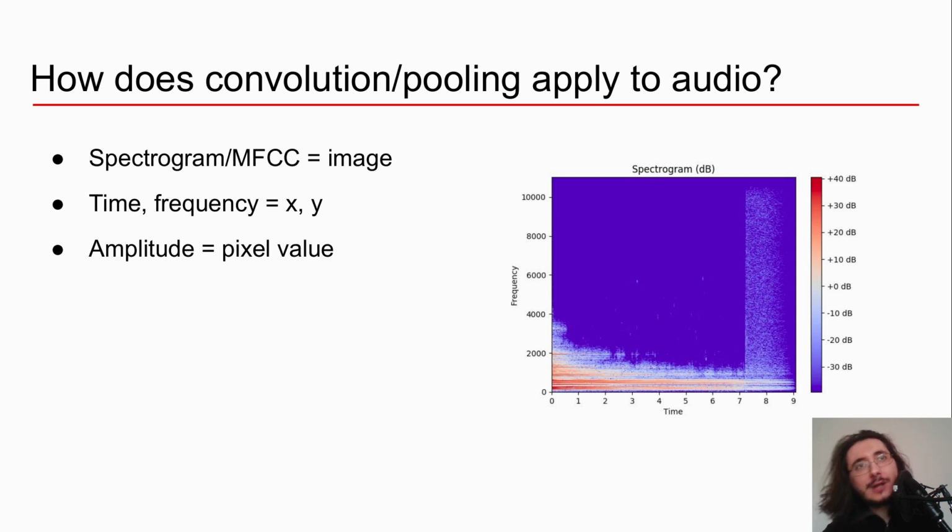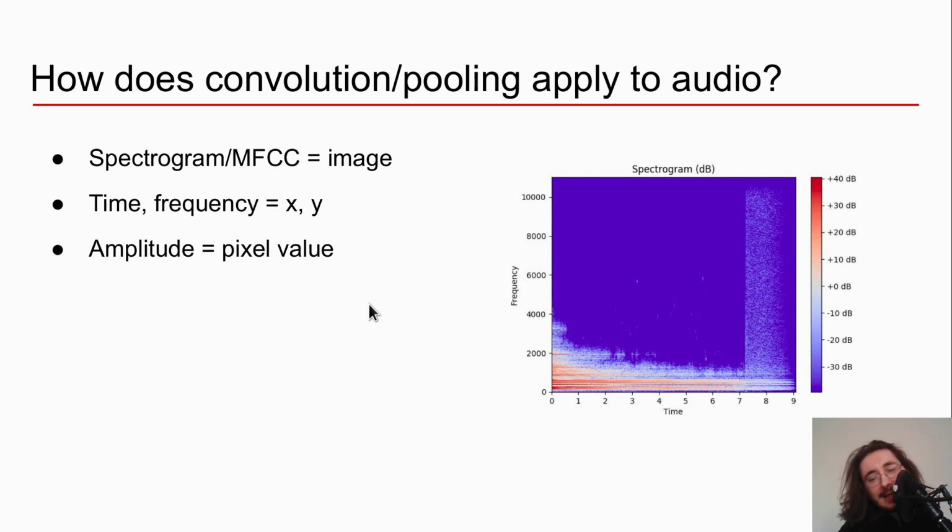So if you remember, what we usually use when we use deep learning with audio are spectrograms, MFCCs, all of this type of feature. But now we've already visualized them as an image. At the end of the day, these can be interpreted as images, right? Both the spectrogram and the MFCCs.